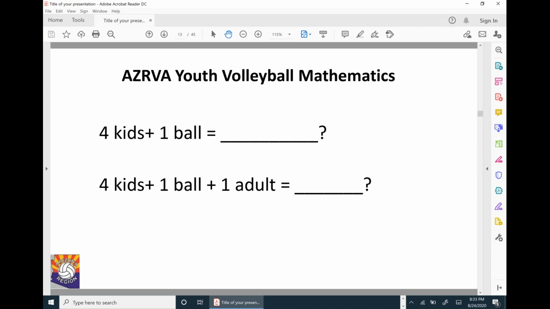So what's the math here? If 4 kids get a ball, what do they do? They play. If 4 kids and a ball get joined by an adult, what happens? They drill. And we want to just develop this. First, kids in the gym don't read on their phone. They start to play, so they get more reps and they play over the net.